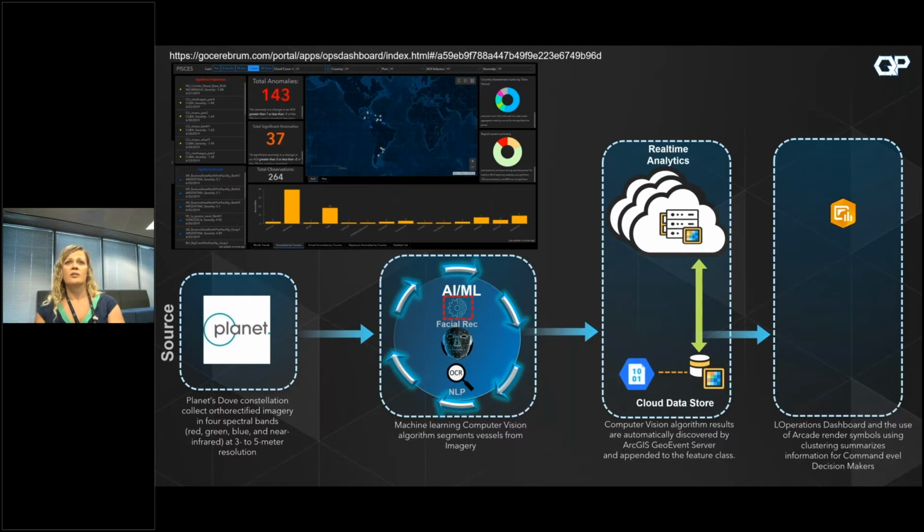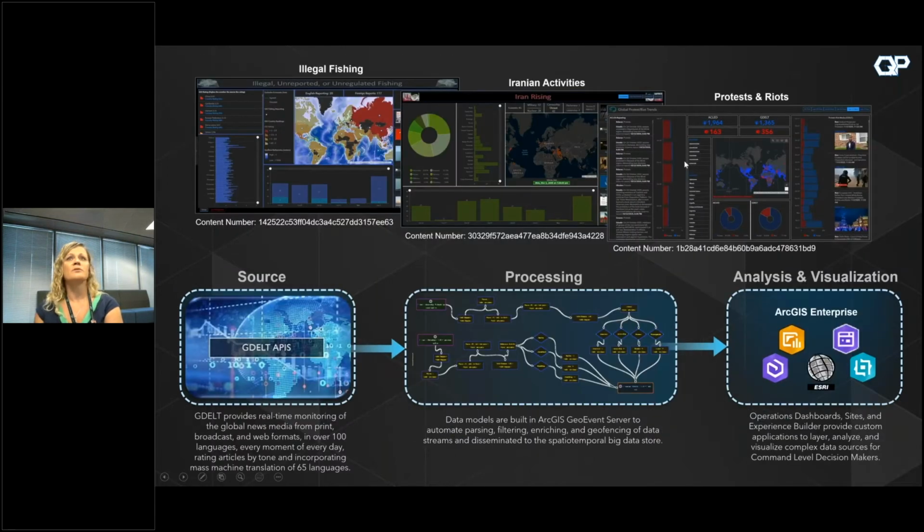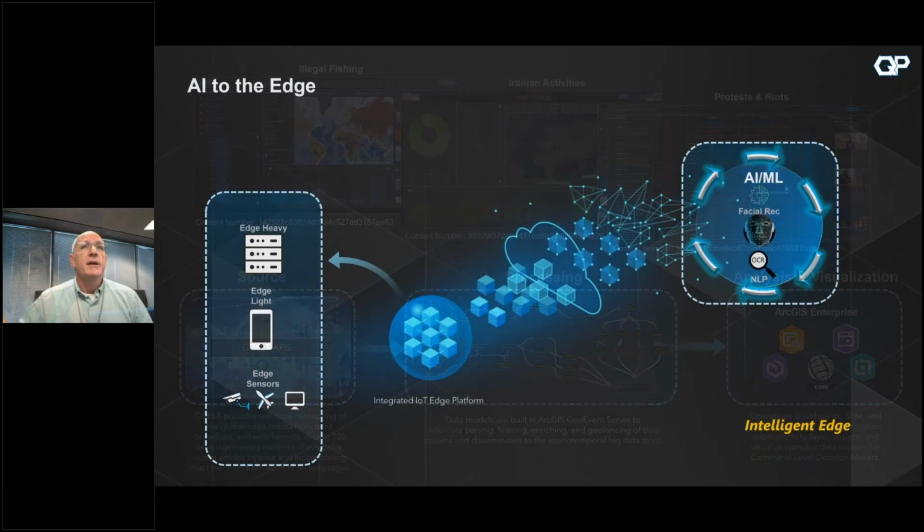Finally, a customized ArcGIS operations dashboard using Arcade to render symbols using clustering summarizes that information for command level decision makers. This is another example where we scrape publicly available information, enrich it using OCR and NLP pipelines, and present the analytical results and associated data points to decision makers. Here are a few examples where our QP analysts have applied advanced processing to publicly available APIs and provided the content to key stakeholders. I'll turn it over to Scotty to briefly discuss edge capabilities.